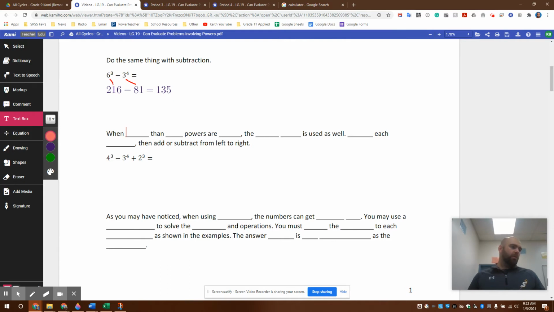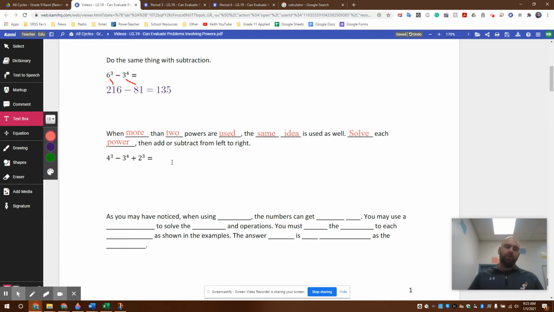Now, when more than 2 powers are used, and we could also say when more than 2 terms are used, the same idea or process is used as well. Okay, so the first thing that we do is we solve each power, and then we add or subtract from left to right. So again, we always do it from left to right.